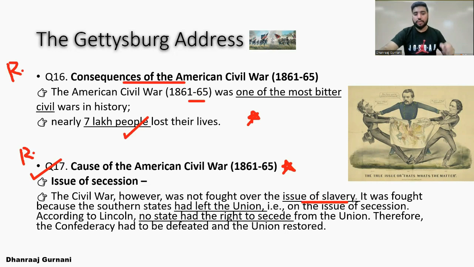It was fought because the southern states had left the Union. The southern states had separated from the Union. That is, it was fought on the issue of secession. Hence, according to Lincoln, no state had the right to secede, that is, break away from the Union. Therefore, the Confederacy had to be defeated and the Union had to be restored.